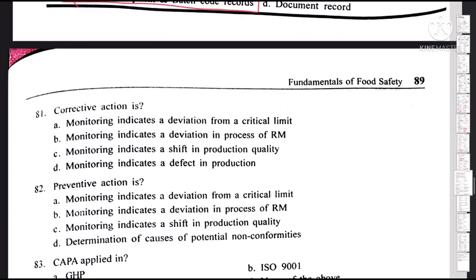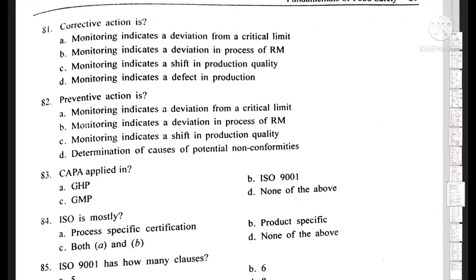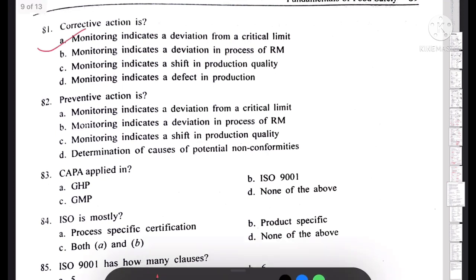Corrective action is, the options are: monitoring indicates a deviation from a critical limit; monitoring indicates a deviation in process of RM; monitoring indicates a shift in production quality; or option D, monitoring indicates a defect in production. So the correct answer is that corrective action is a process in which monitoring indicates a deviation from a critical limit. Next, preventive action is, so the options are: monitoring indicates a deviation from a critical point. No, that is corrective action. The definition in option A refers to corrective action.